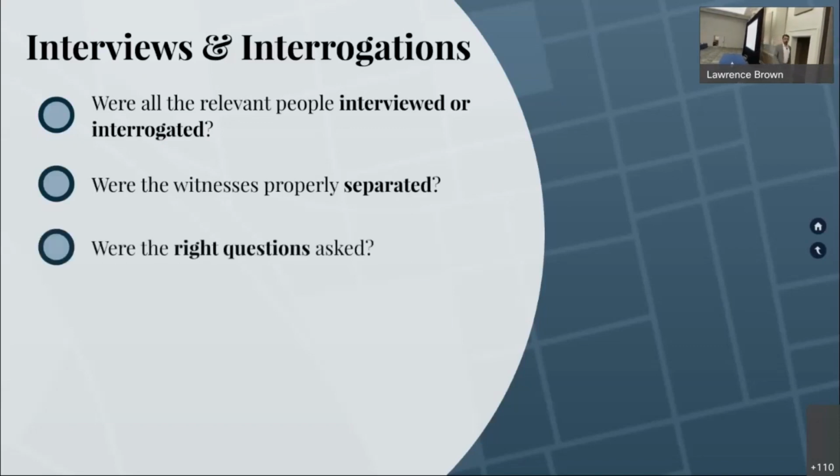I can't read my own screen from here. Were the right questions asked? What questions were the right questions really depends on the type of case and the particular person being interviewed. But the right questions might be of an eyewitness: where were you standing? How far away? Were there any obstacles? How dark or light was it? Did you have a clear line of sight to this thing that you said you saw, right? In the absence of those questions, what we have are assumptions. And we all know that assumptions make asses out of you.